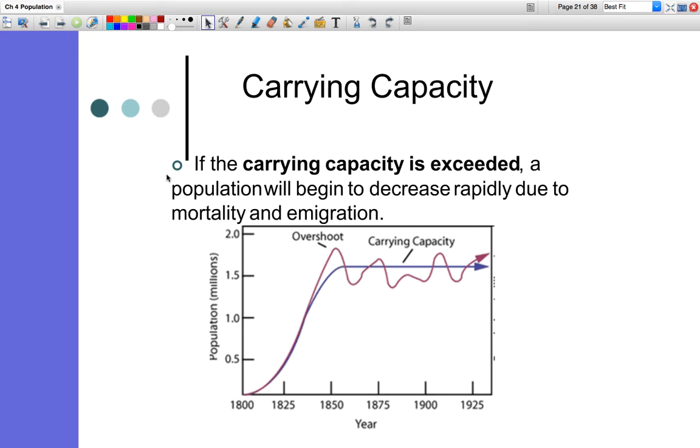So we can see right here towards the top of our graph that we have a carrying capacity up here of about 1.5 million in this graph, and we can see that our population change has overshot that carrying capacity, and then it begins to fluctuate up and down around that carrying capacity for years and years.